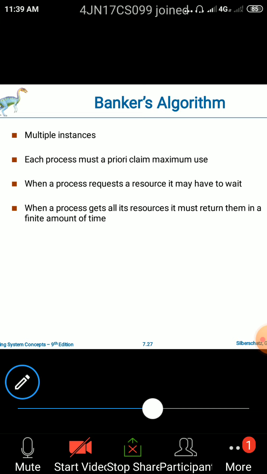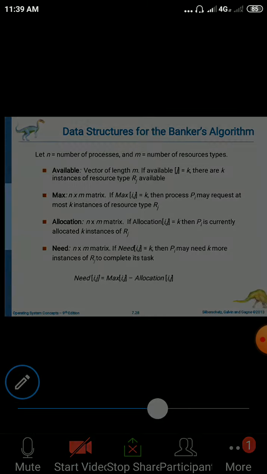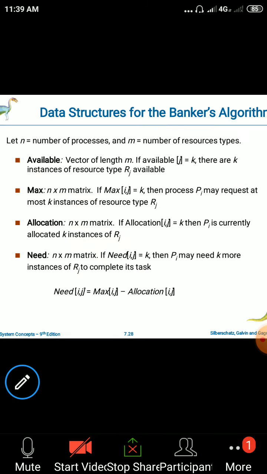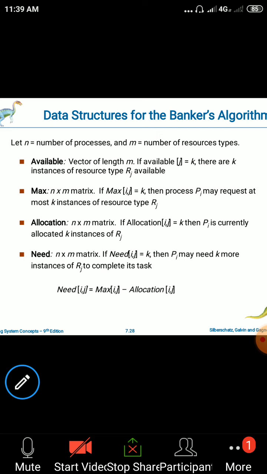Then what will be the implementation details? For the implementation purpose, we define 4 data structures. Those are: one is available, second is maximum, third is allocation, and fourth is need. These are the 4 data structures we need for the Banker's algorithm. Now we'll consider n as the number of processes that exist in the system, and m as the number of resource types.